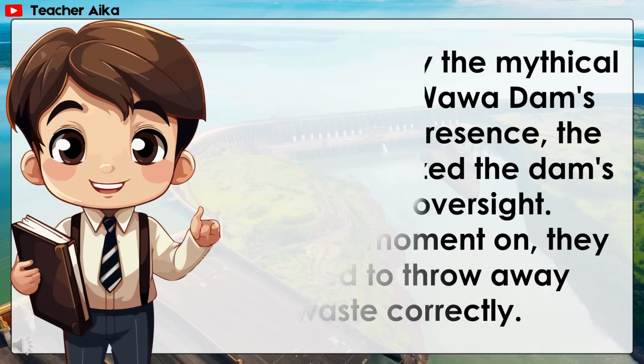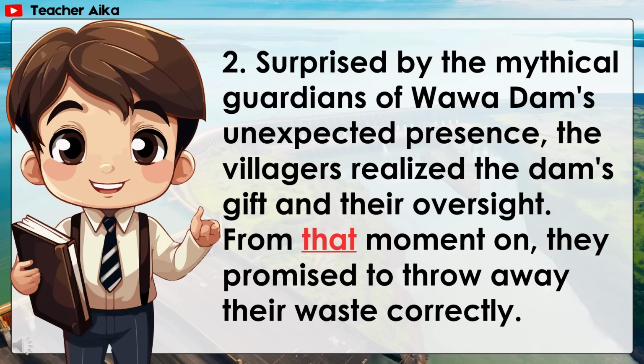Number 2, surprised by the mythical guardians of Wawadam's unexpected presence, the villagers realized the Dam's gift and their oversight. From that moment on, they promised to throw away their waste correctly. Answer: that.